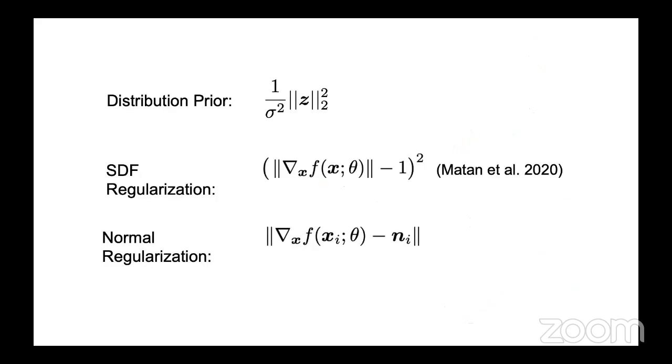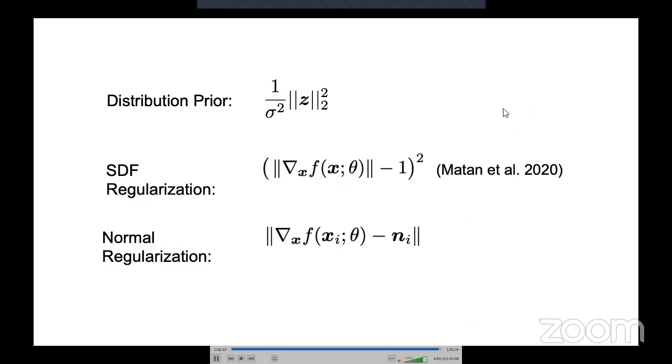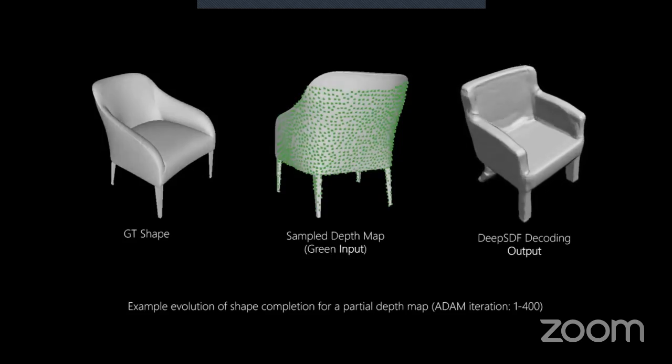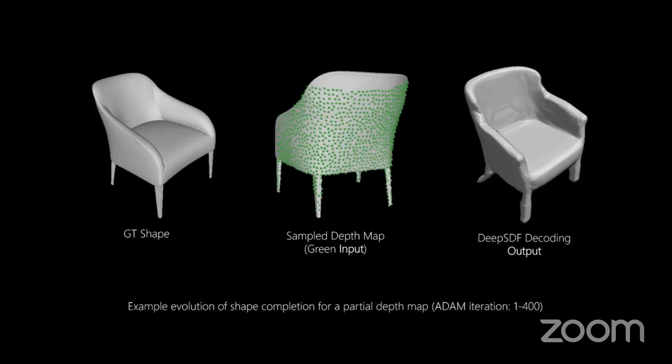A powerful property of autodecoder inference is that we can add priors in the optimization. For example, we can add a distribution prior to the optimization, or we can ensure that the resulting signed distance field or surface normal are geometrically correct. Here we show a visualization of the inference process. The optimization tries to find the best code that matches the single depth map observation, shown as green dots in the middle.